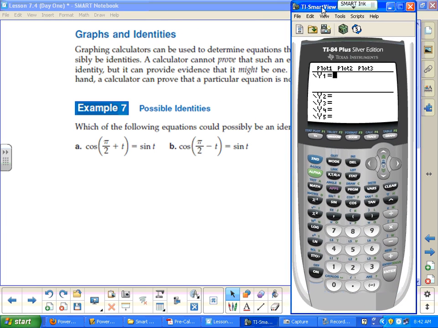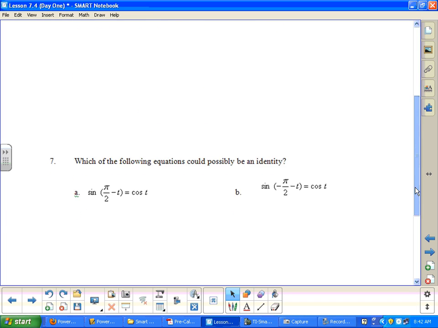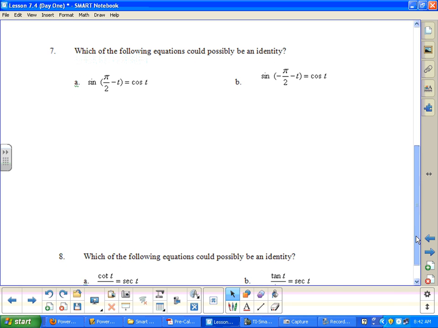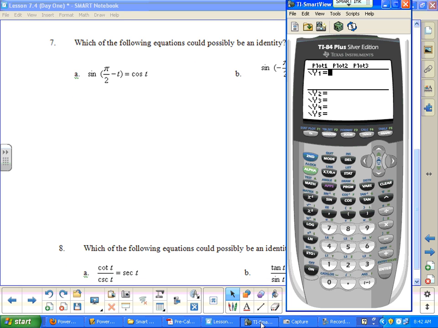Here's the one you had, right? Number 7. Okay, so we'll do this one. I'm going to type in sine of pi divided by 2 minus x. And then I'm going to type in cosine of x. Right? So put one side in y1, the other side in y2.